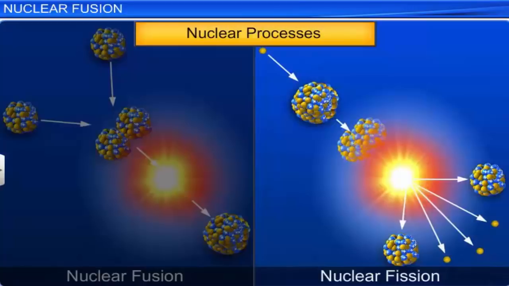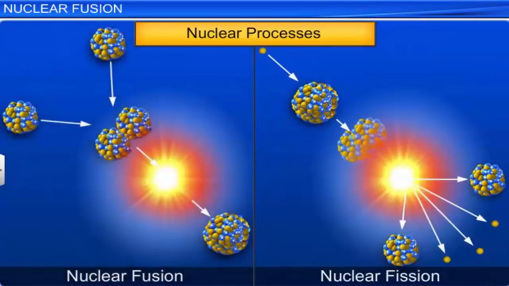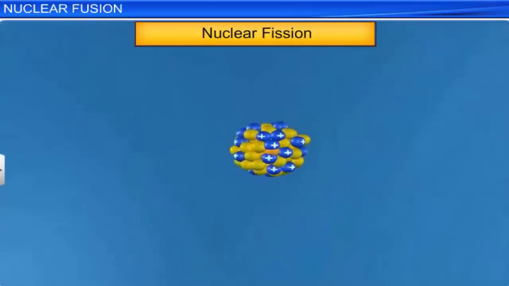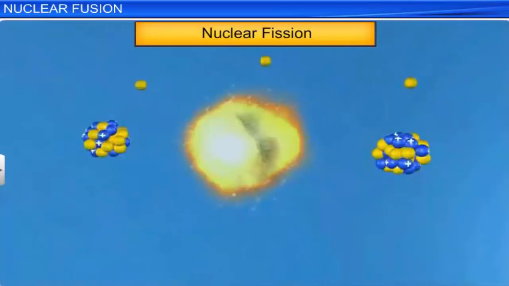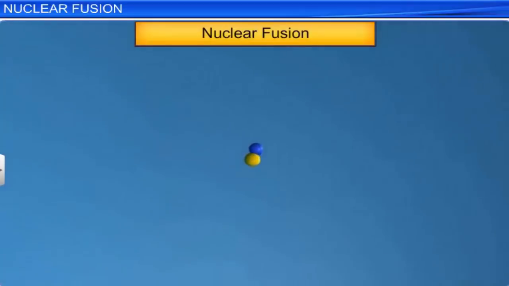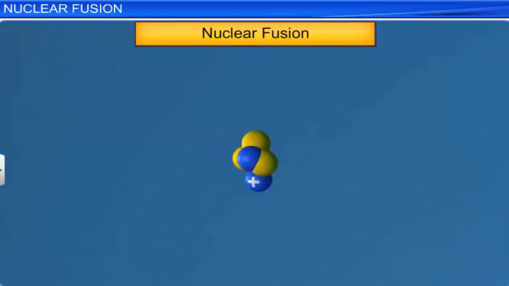Nuclear fission and nuclear fusion are two nuclear processes that release enormous amounts of energy. You have already learnt about nuclear fission. It is a process in which a heavier nucleus splits into two lighter nuclei with the release of a large amount of energy. Now, you will study nuclear fusion. In the nuclear fusion process, two lighter nuclei combine to form a heavier nucleus, releasing a large amount of energy.